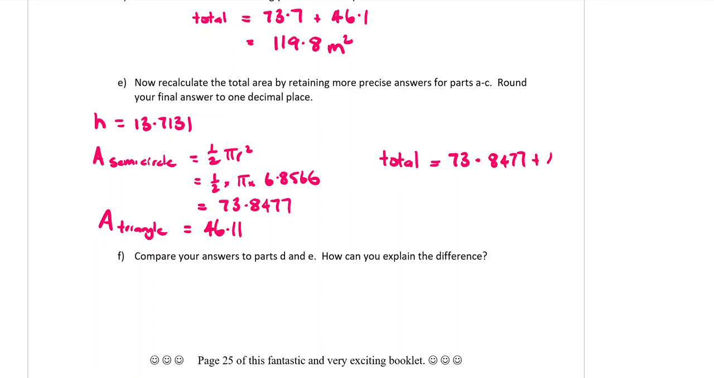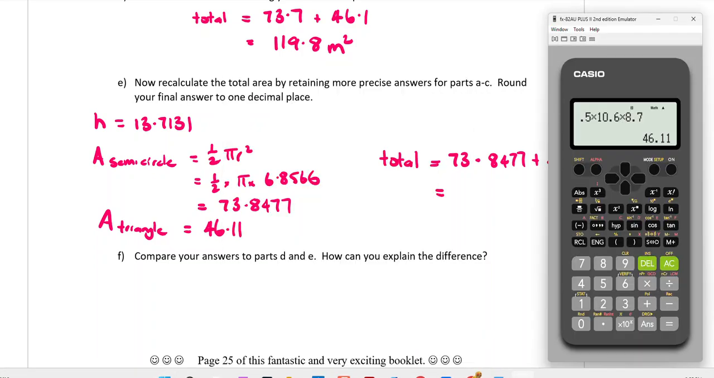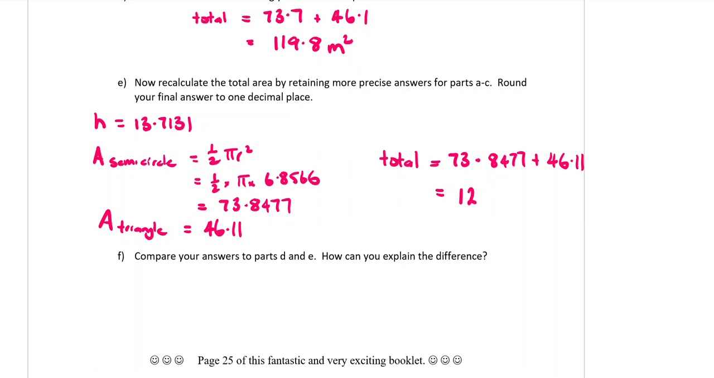73.8477 plus 46.11, which is 119. We wanted one decimal place, so it would be 120.0. And that would be meters squared.